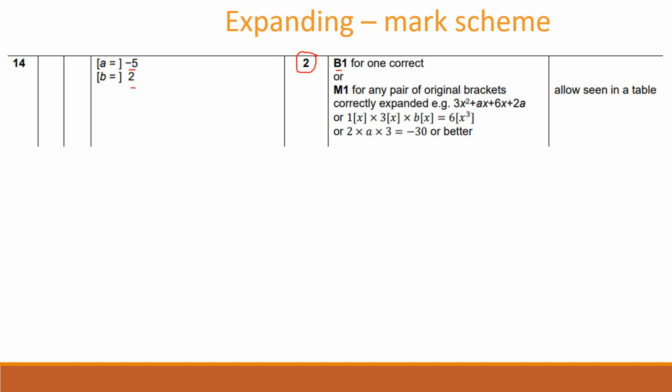Over here it says B1, so for 1 correct. So if you've got one of the numbers correct, you get a method mark. There is a method mark for doing any pair of original brackets expanded correctly. So if you try to expand the brackets correctly, then you've got a method mark. Okay, or if you came down to expanding for 2 times a times 3 is equal to -30 or better, then you also get a method mark.